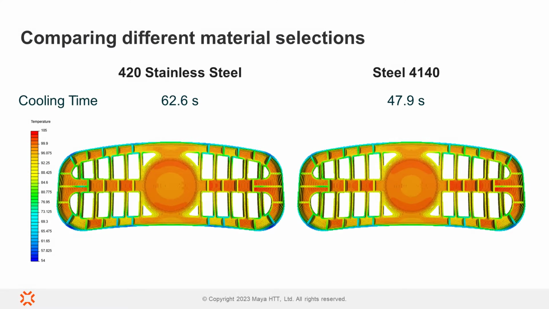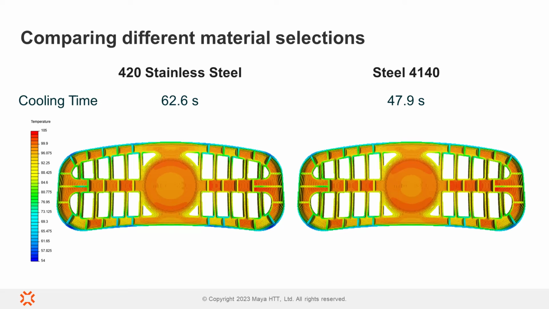The simulation results show that the cooling time for the 420 stainless steel mold is 23% higher than that of the steel 4140 mold. However, the temperature distribution in the plastic part is similar for both materials. This implies that using the 4140 steel mold could result in a shorter overall cycle time without significantly impacting the quality of the final product.